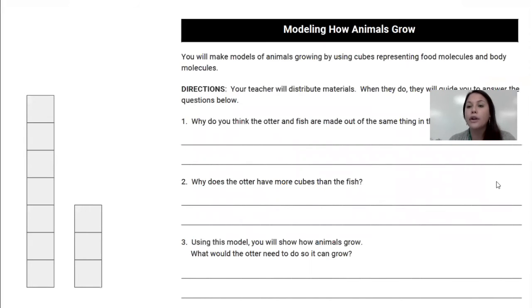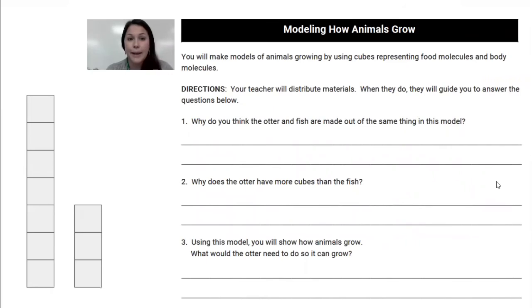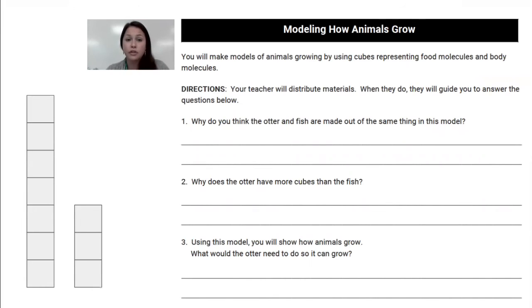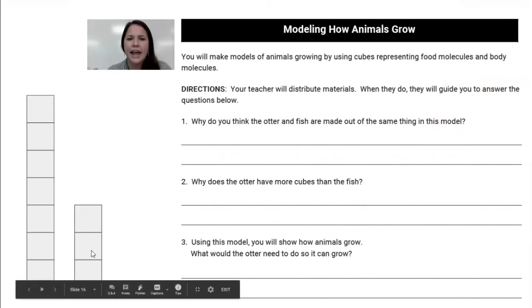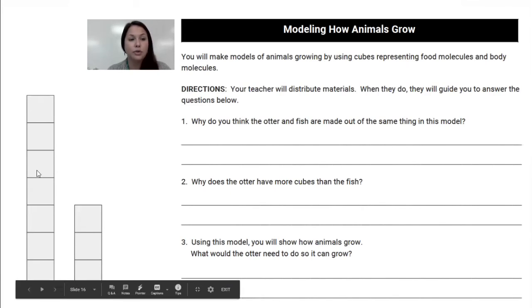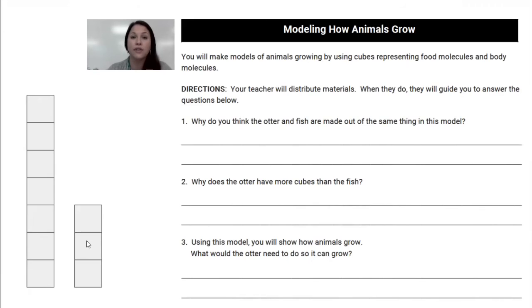Now, we are going to quickly talk about this model, okay? Scientists, when they can't observe something in real life, use models to make sense of it. So we're going to look at these cubes that I have over here. I want you thinking about these questions while we do this. These 7 cubes represent an otter, and these 3 cubes represent a fish. Now, we watched the video of otters eating mussels, but they also eat fish to grow their bodies.